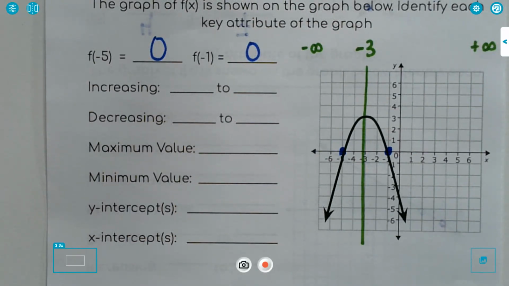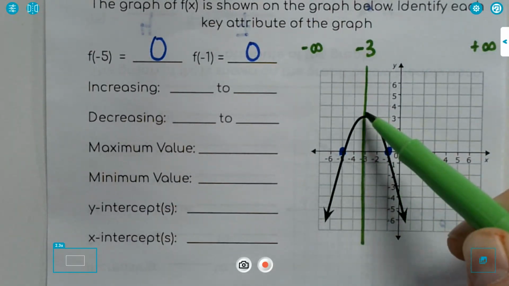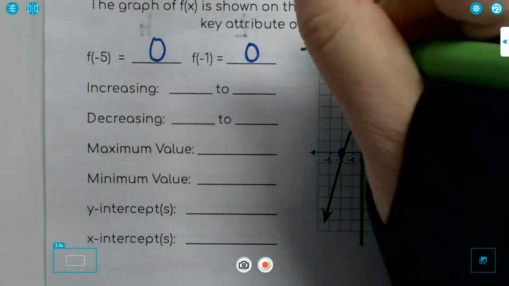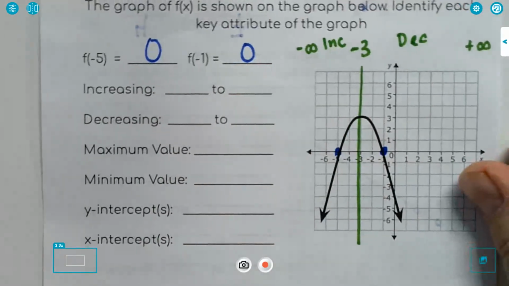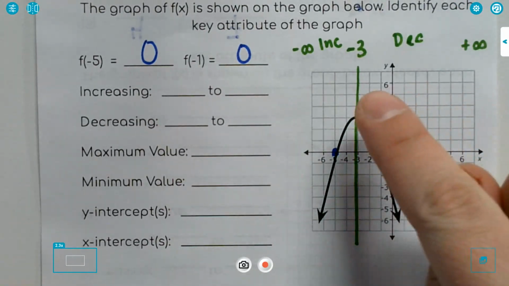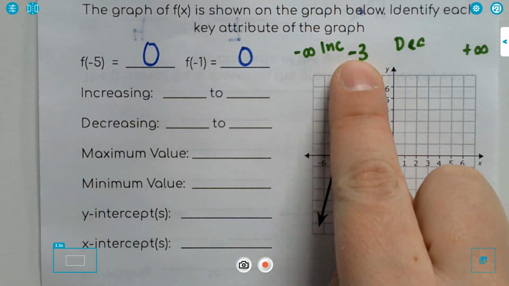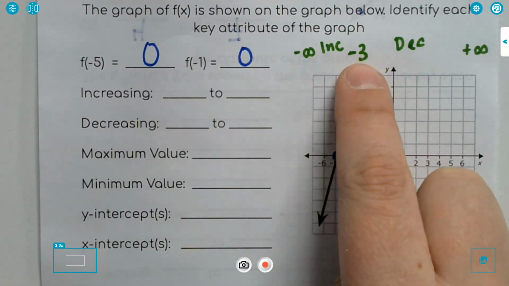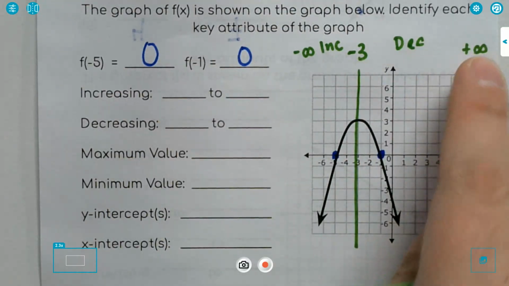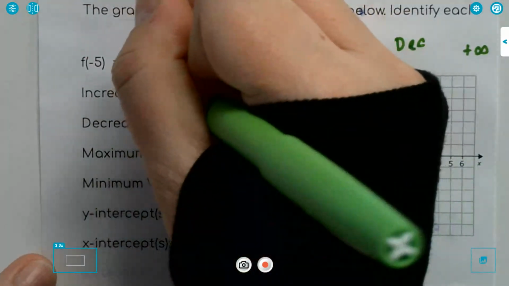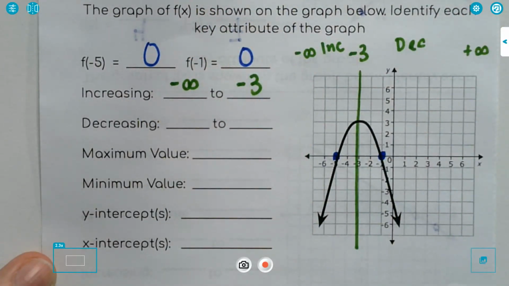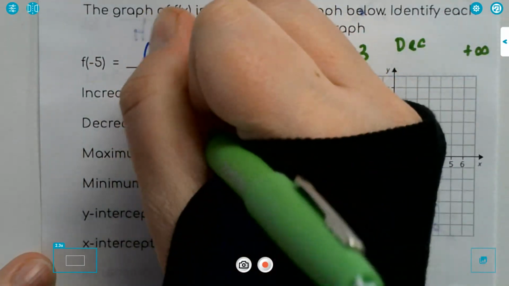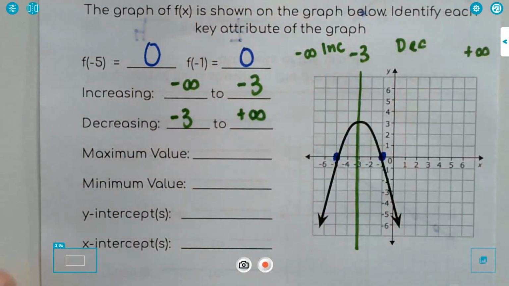Okay. And then from there, I'm going to remember, we already told me, I'm going up, up, up, up, up, down, down, down, down, down. So I am increasing here, and then I'm decreasing here. So that is all of our answers. Now we just need to put it on the blank. So what that means is from -infinity to -3, I'm increasing. And then from -3 to positive infinity, I'm decreasing. So over here on my blanks, from -infinity to -3, I am increasing. From -3 to positive infinity, I am decreasing.